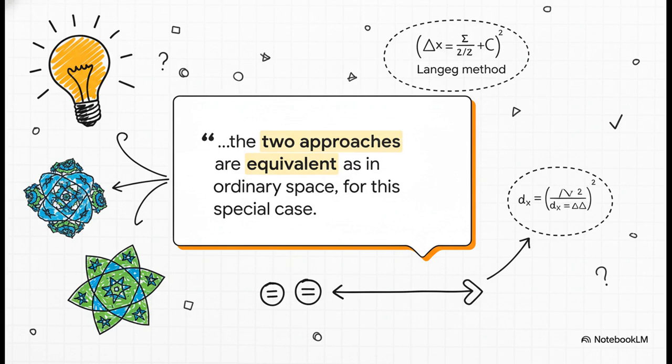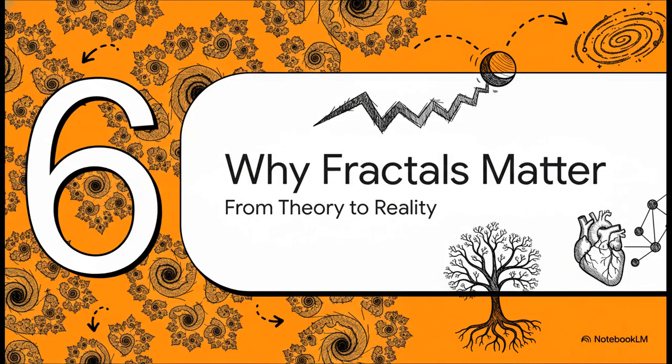So how did they prove that their new, souped-up method was actually correct? Well, they showed that for a specific, well-understood type of randomness, their new Langevin method gave them the exact same answer as a completely different but already established theory. As the paper puts it, the two approaches are equivalent. This was the mathematical mic drop, the proof that their new toolkit wasn't just a clever idea, it was actually correct.